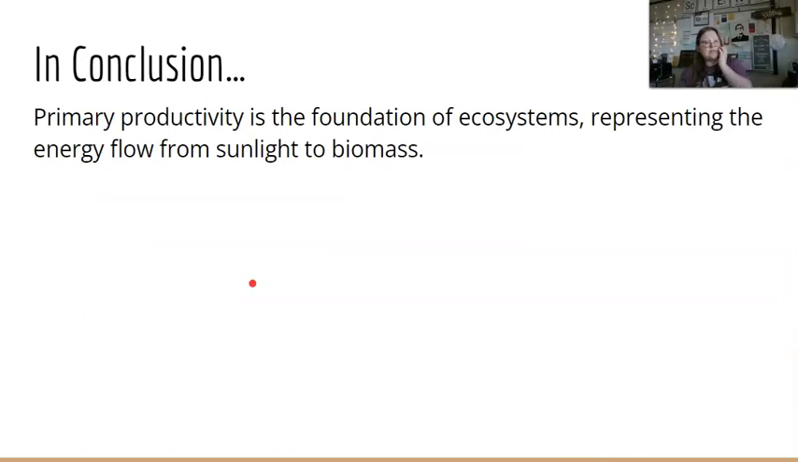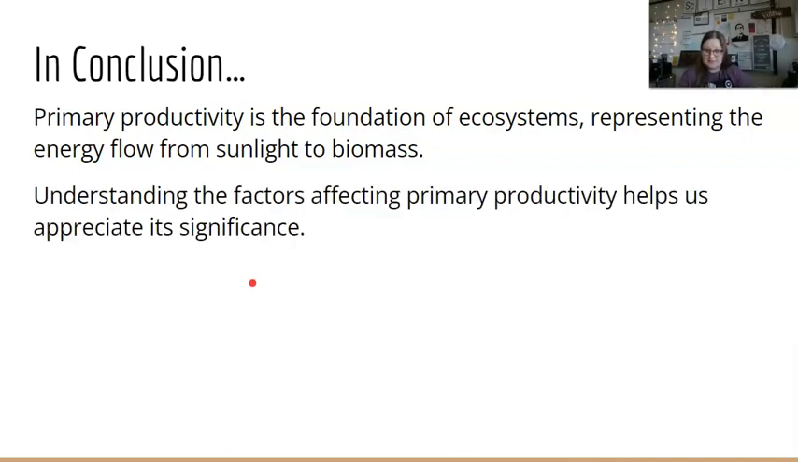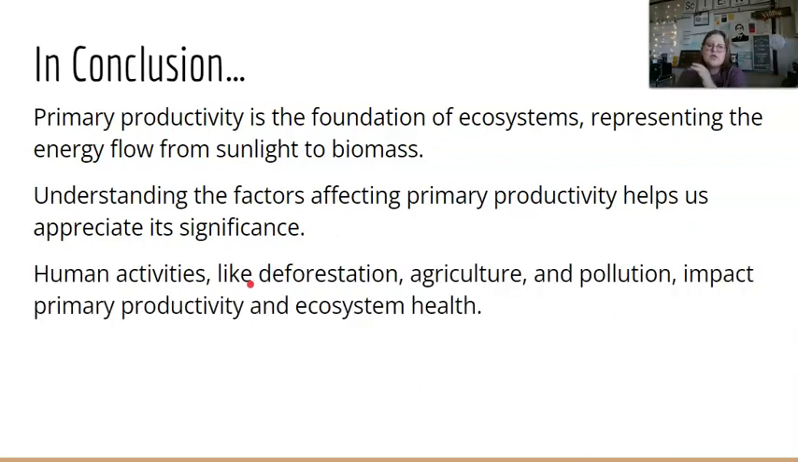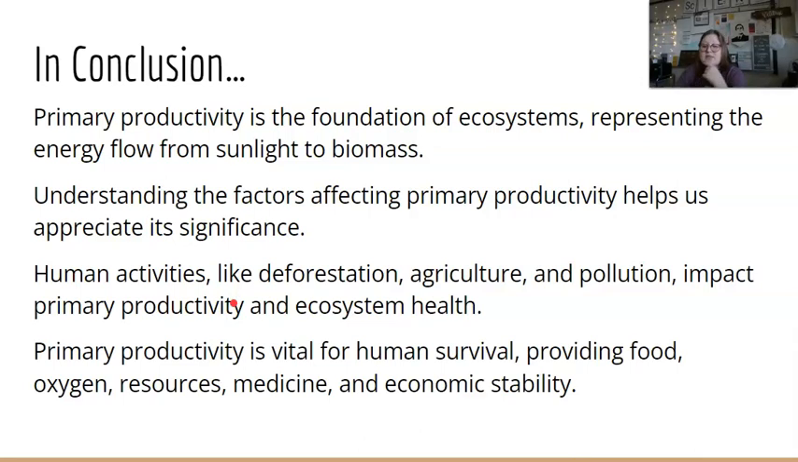So in conclusion, primary productivity is the foundation of ecosystems, which represents the energy flow from sunlight to biomass. And again, biomass is any once-living thing. Understanding the factors affecting primary productivity helps us appreciate its significance. Human activities like deforestation, agriculture, and pollution impact primary productivity and ecosystem health. And primary productivity is vital for human survival, providing food, oxygen, resources, medicine, and economic stability.